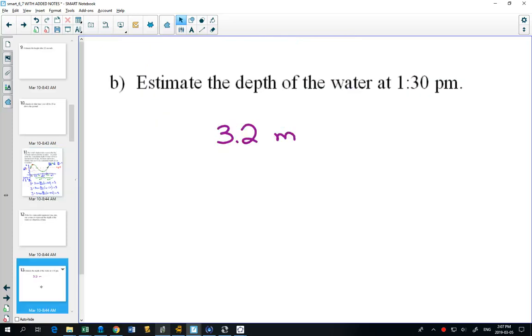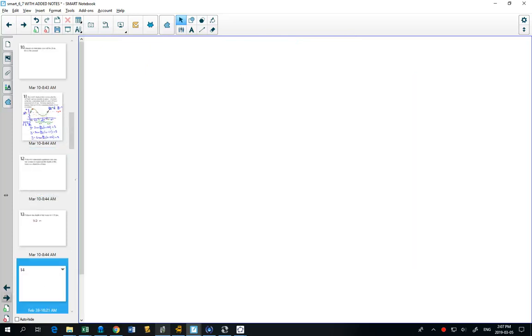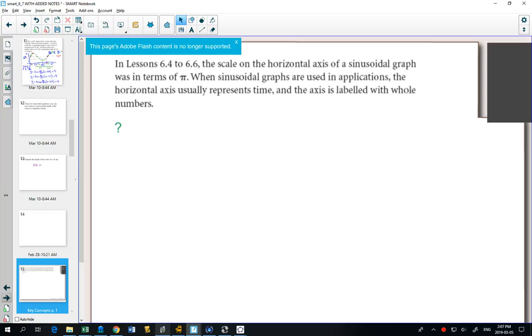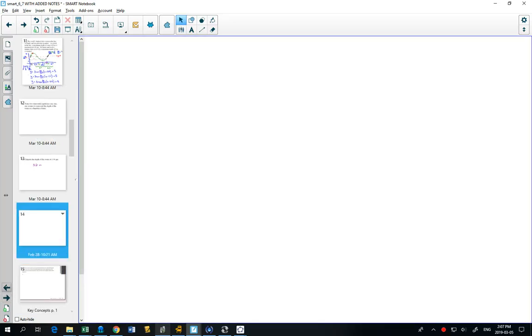So what I'd like you to do right now for practice is you've already done the one practice question at the bottom on the Ferris wheel. So now you can do the other practice question on the tides. And then out of your textbook, there's some good questions as well on page 548. You can practice any questions from 3 to 9.